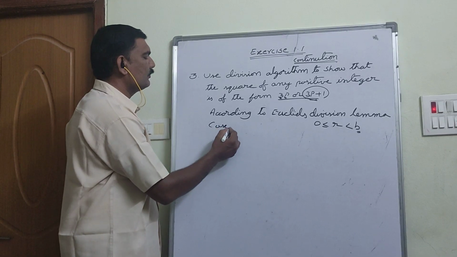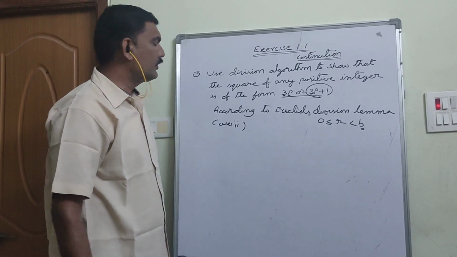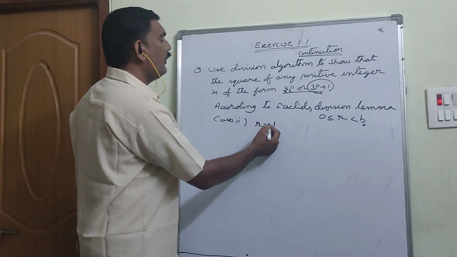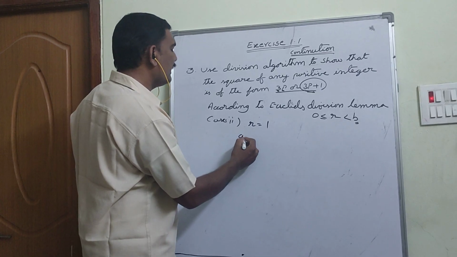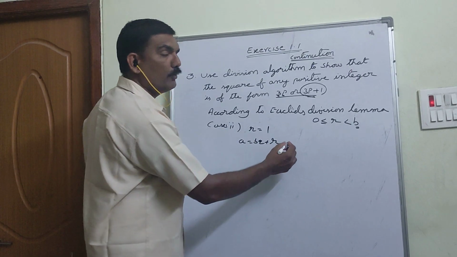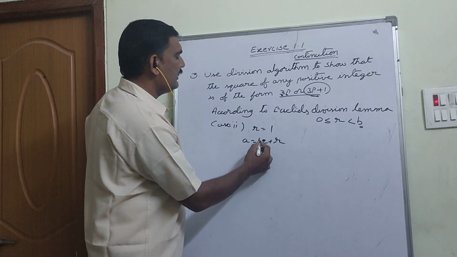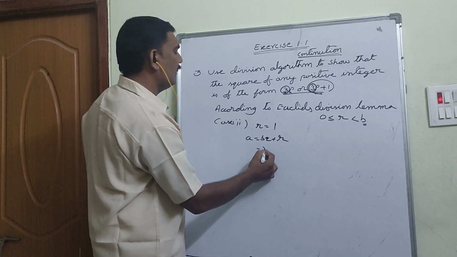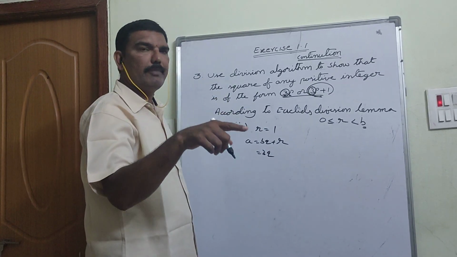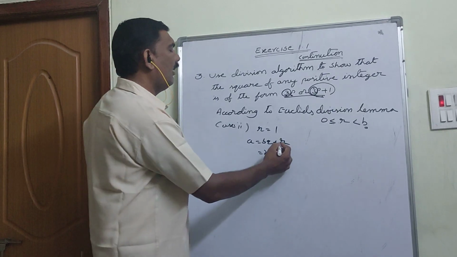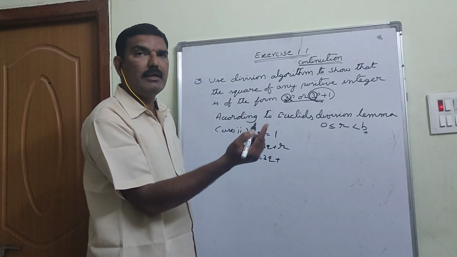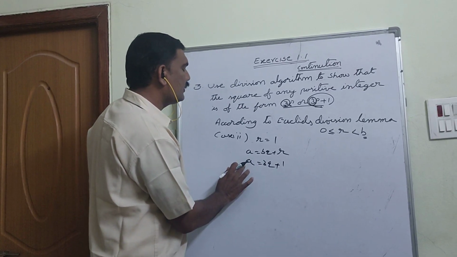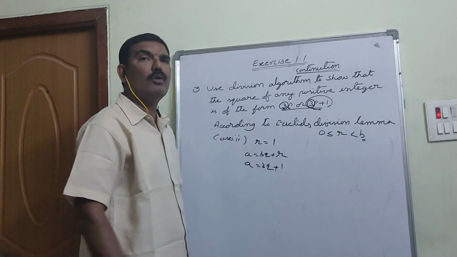Now case 2. Now the case 2 is you have to take remainder as 1. When you take remainder 1 in Euclid's division lemma, a is equal to bq plus r, in place of b you have 3. Therefore you can substitute in place of b 3, 3q plus r. Remainder is 1, 3q plus 1. So what you got is a positive integer is of the form 3q plus 1.